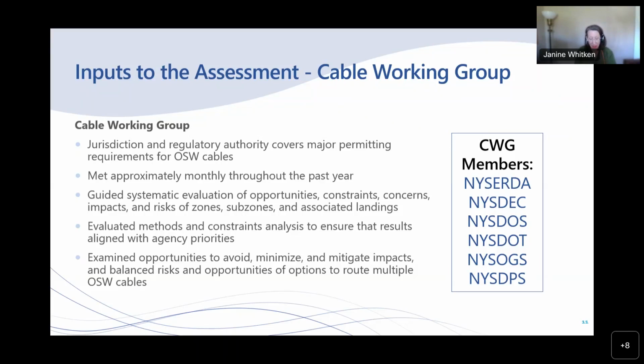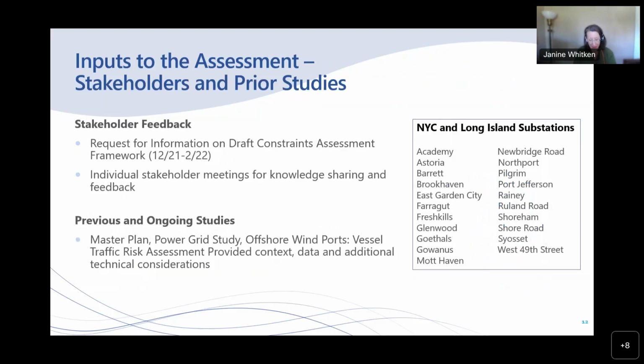Also, as you'll see in the next slide, a foundation of the report is input that we obtained from other sources. In particular, the request for information that NYSERDA issued at the end of 2021. We had meetings with NYSERDA's technical working groups and also received public comment on that. Another example, although the focus of our analysis is on state waters, we recognize that cables may not always stay in state waters. So one of the stakeholders we reached out to are the neighboring states, New Jersey DEP and Connecticut Department of Environmental and Energy Protection.